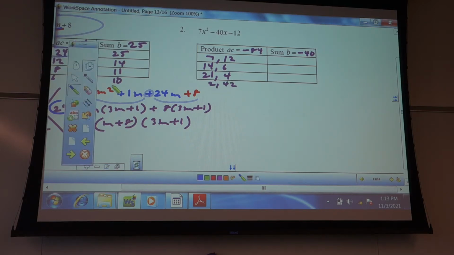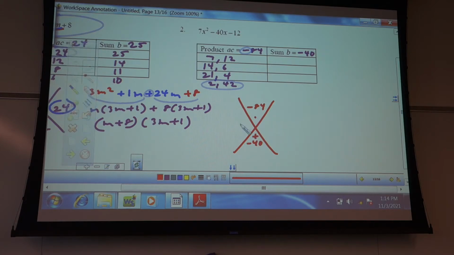Okay, now here's the tricky part. Since this is negative, that means I need to find the difference between them. It has to be 40. So these ones have a difference of 40 between them. Right, this means it has to be a difference. So that's going to tell me that I need to use negative 84 and negative 40. This is my times, this is my plus. I need to use 2 and 42. That's what it tells me.